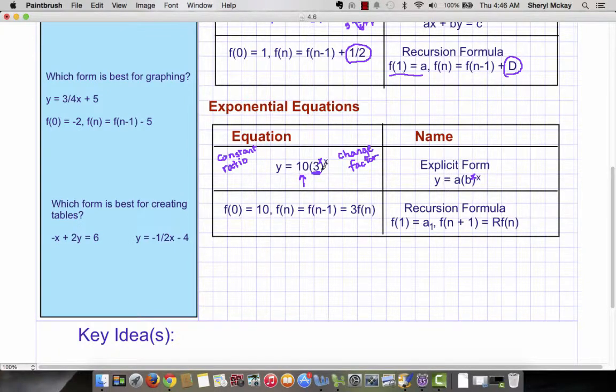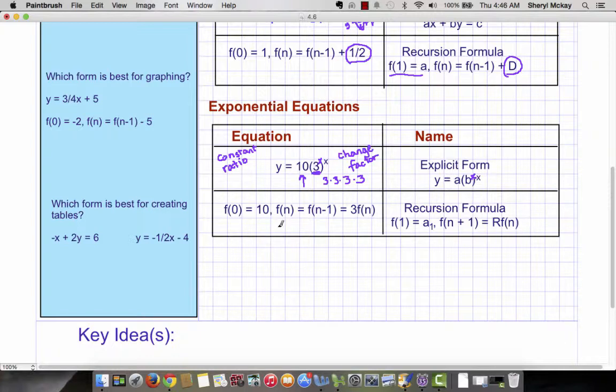And then we're going to multiply 10 by 3, and then we're going to multiply it by 3 again, and by 3 again. So 3 is to a power because we're multiplying 3 times 3 times 3, however many times our x is, okay? And then we have the recursive form, and the recursive form, I actually wrote this a little bit differently.